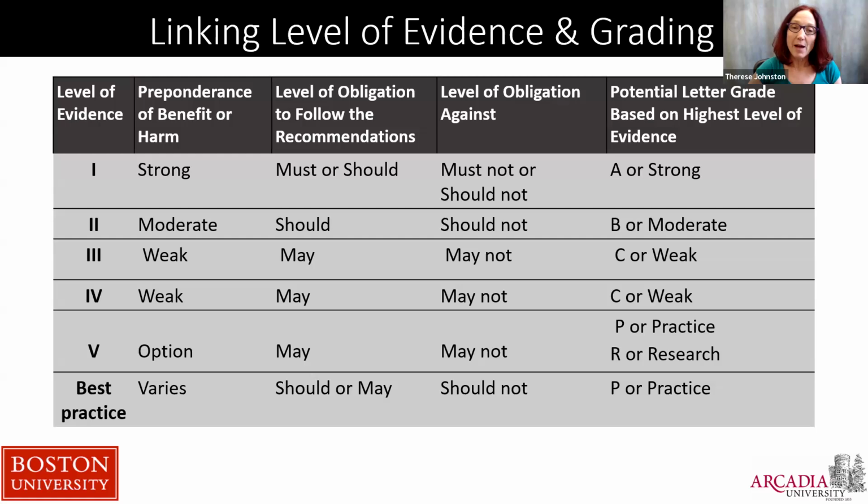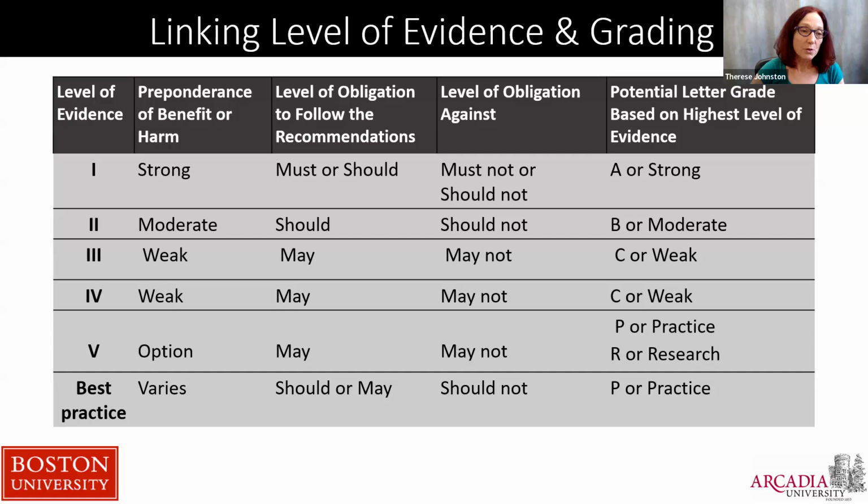So linking the level of evidence and the grades is represented in this table. So this is what we used in developing the level of evidence as well as the word that was chosen for each of the action statements. So if we start in this first row, we have a level of evidence of 1, which represents a strong preponderance of benefit or harm. And from this, we can choose a must or a should statement depending on the state of the outcomes. And here we can give this an A or a strong recommendation.